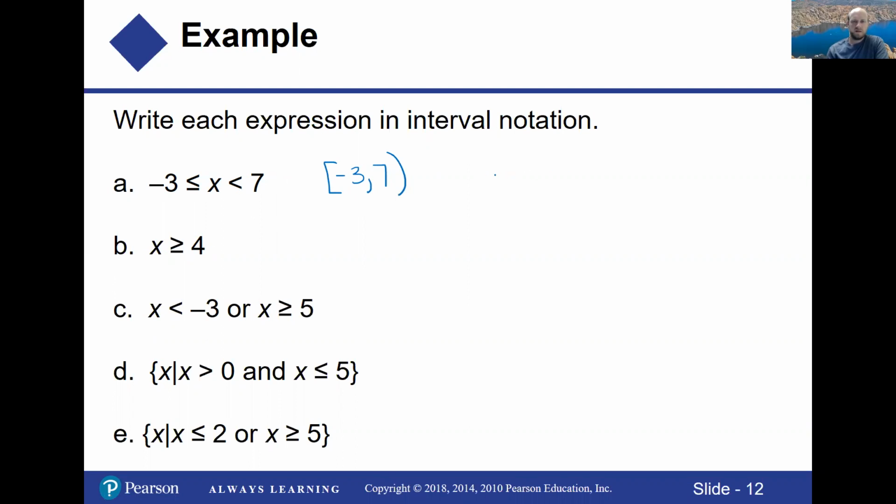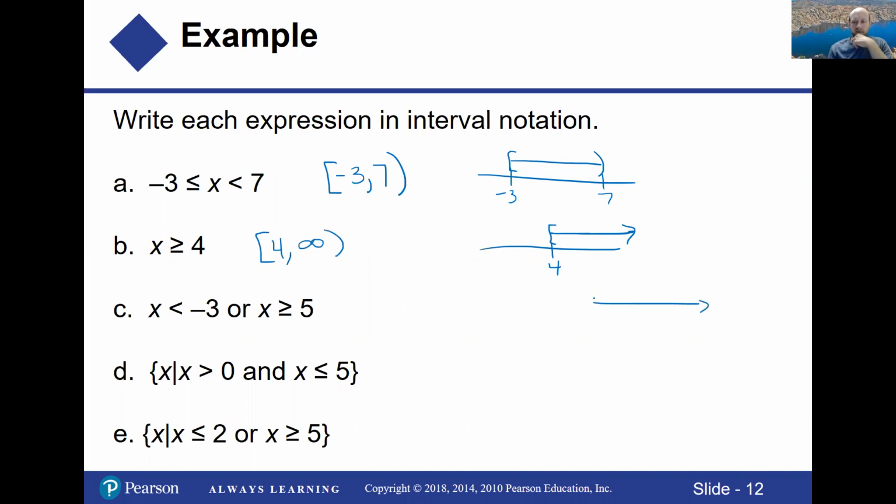Another thing you could do if you want is make a quick little sketch here. So here's -3, here's 7, and it's everything from here to here. I'll just draw that above there. This one is everything greater than or equal to 4. So I could draw a little sketch. Here's 4, and I could have left bracket and everything over there. So I'd have left bracket 4, comma, infinity.